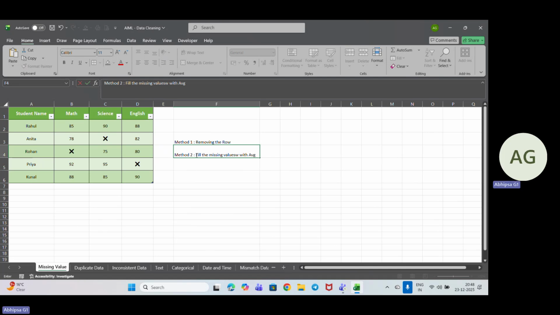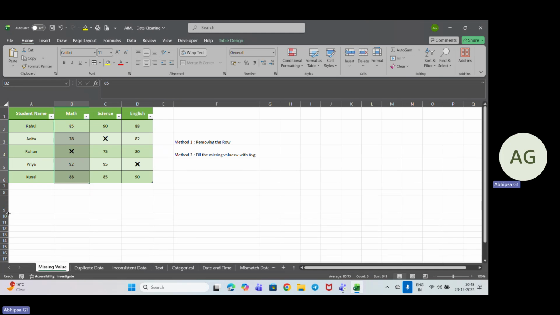Okay. So how we can do it, right? In this case, if you can see the math average, what is the average for math? Let's just take it like this. We have the average of maths, that is 85, 78, 92, 88, right? So that would be divided by 4. So we will be doing 85 plus 78 plus 92 plus 88, right? So we are getting the answer as 343.